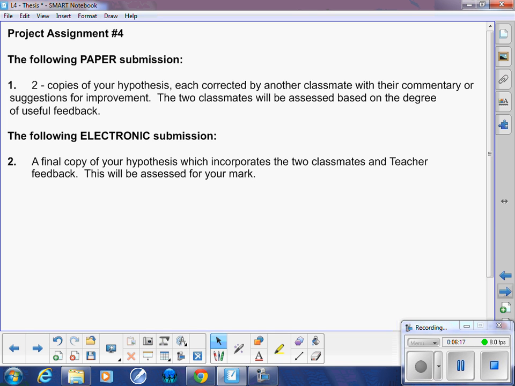If you have any questions, if you need help or clarification, do make sure you ask. And good luck with this part. Again, a good hypothesis makes the research, makes the survey that much easier to create.